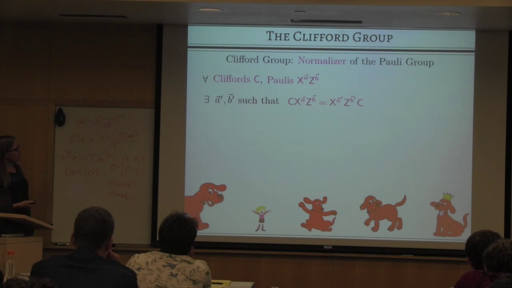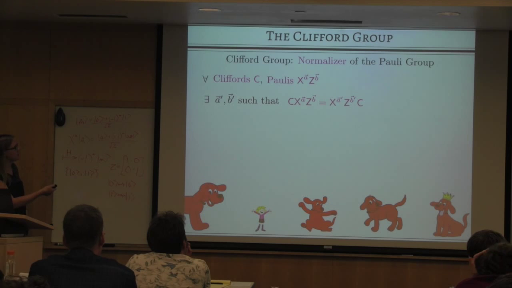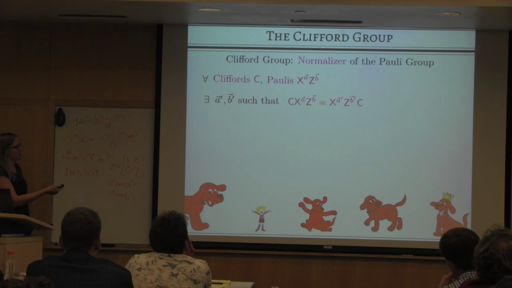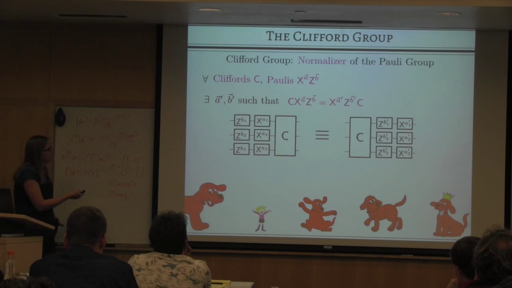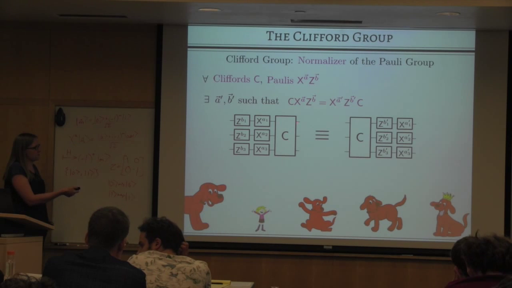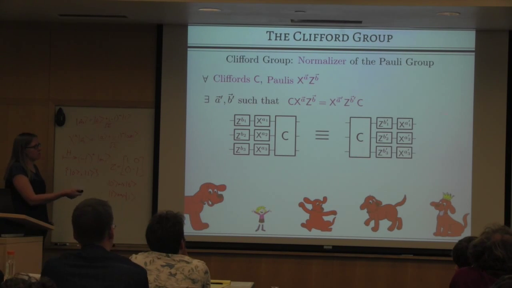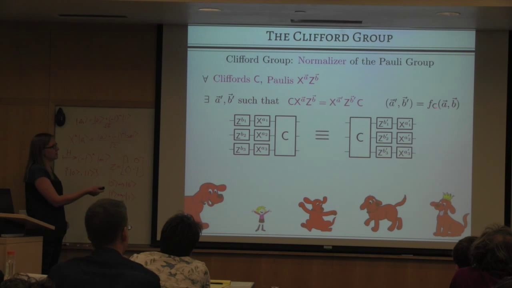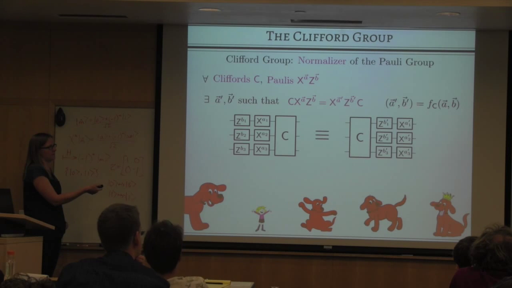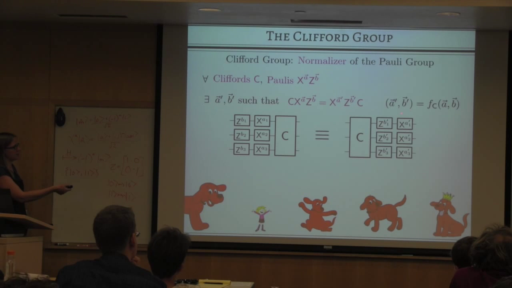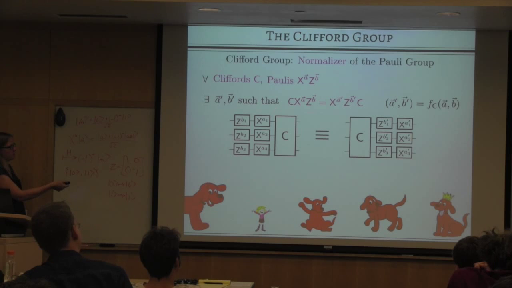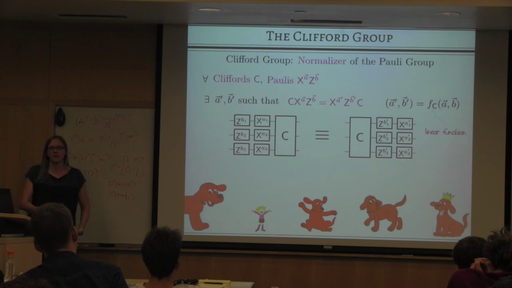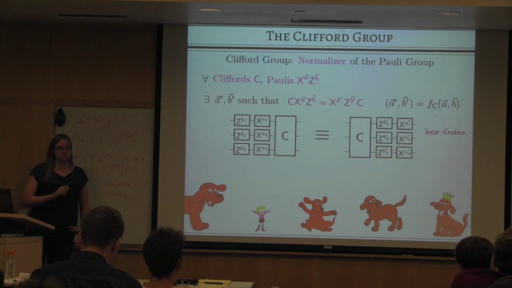One way of saying that this is the normalizer of the Pauli group is that when we conjugate a Pauli by a Clifford, we get another Pauli. So for every Clifford C and every Pauli, C times the Pauli is equal to some other Pauli times C. If we look at that as a circuit, that means that if we apply the quantum one-time pad and then some Clifford C, that's like applying the Clifford first, and on top of that applying some different quantum one-time pad. So for every Clifford, there's some rule, F sub C, that tells us the relationship between A, B and A prime, B prime. And in fact, this function is always a linear function. I don't think that this is obvious at all, but you can believe me that it's true.